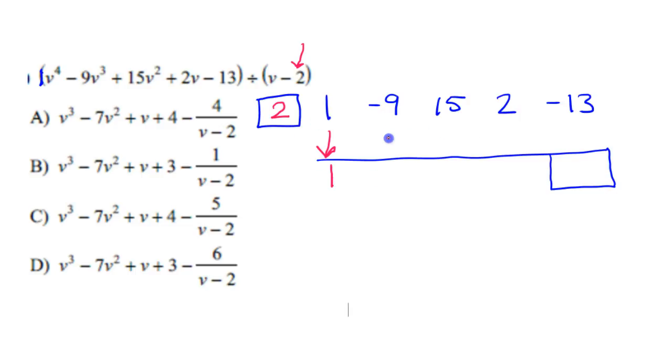So 1 times 2 is 2. And when I add these, I get -7. Okay, every time you multiply, you go back to the box. So -7 times 2 is -14. Add, and I get 1. 1 times 2 is 2. Add, and you get 4. 4 times 2 is 8. And when you add, that's -5.